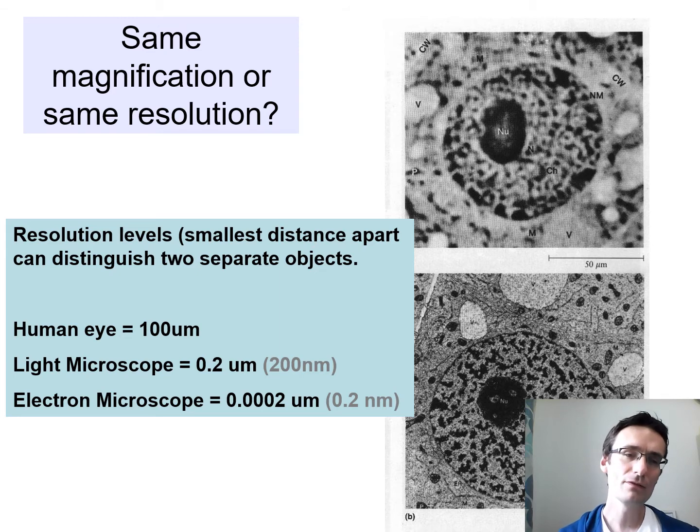The resolution of the human eye is 100 micrometers. That means anything closer than 100 micrometers apart from each other, or anything smaller than 100 micrometers, we would struggle to see. The light microscope takes it up to 0.2 micrometers or 200 nanometers, and the electron microscope takes it up to 0.0002 micrometers. So you can see the importance of the resolution of these microscopes.